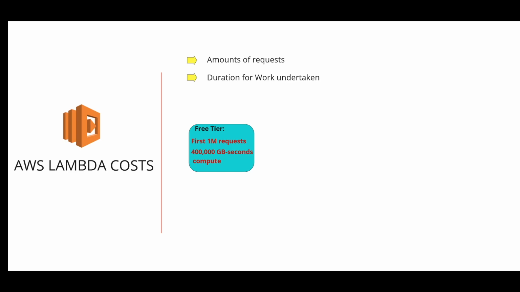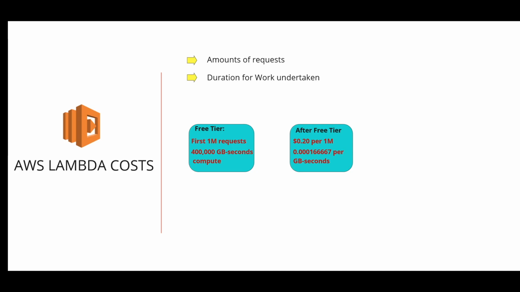Now let's look at the Lambda costs and pricing. Lambda functions are generally charged according to two factors: the number of requests carried out and the work undertaken to carry out those requests. Initially, AWS Lambda provides free tier usage with 1 million free requests per month and 400,000 GB-seconds of compute. When you run through your free tier usage, requests are then priced at 20 cents per 1 million requests, that is, a cent every 50,000 requests. Usage time is charged according to GB-seconds.